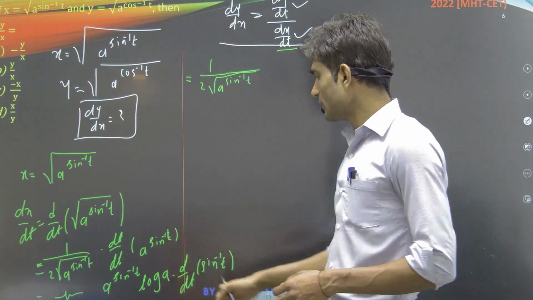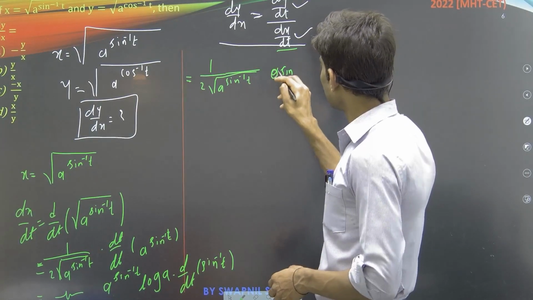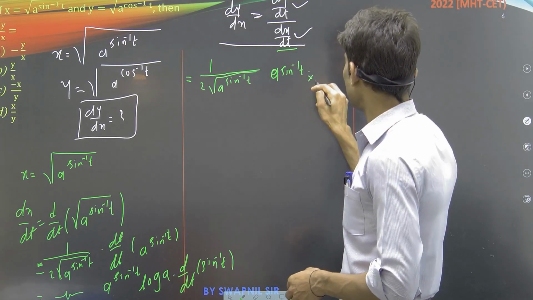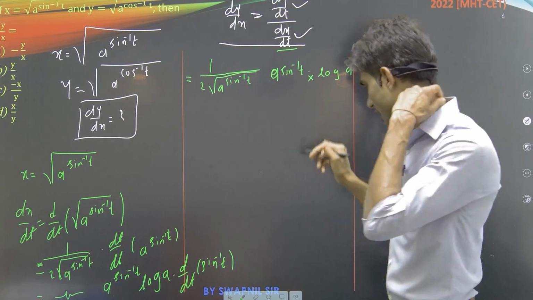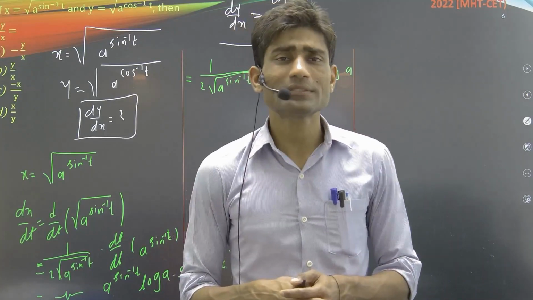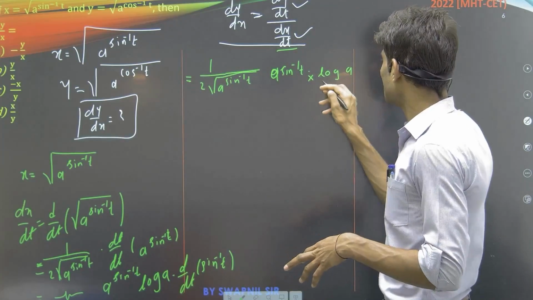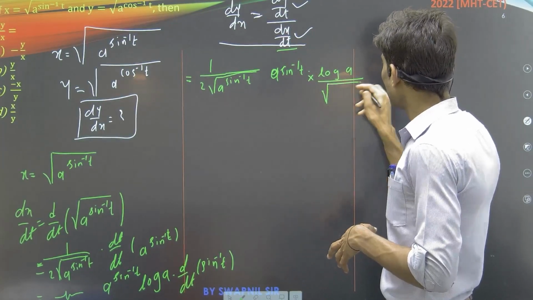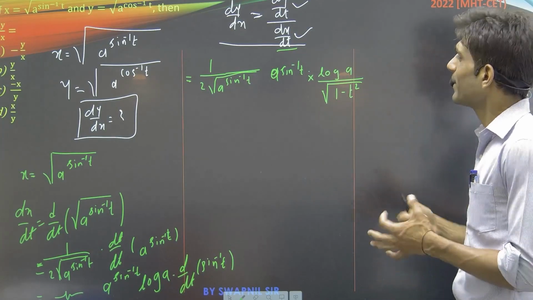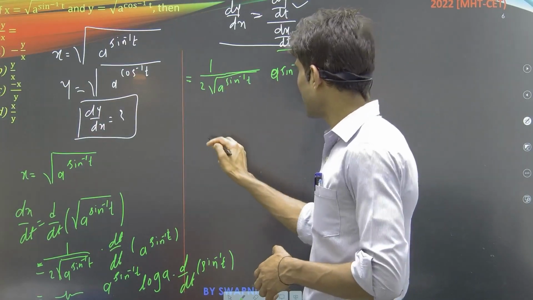Then a to the power sine inverse of t into log a, multiplied by log of a, and then multiplied by the differentiation of sine inverse of x. What is the differentiation of sine inverse of x? It is 1 upon square root of 1 minus x square. Apply it here, so it is 1 upon square root of 1 minus t square. So write down all these terms together.